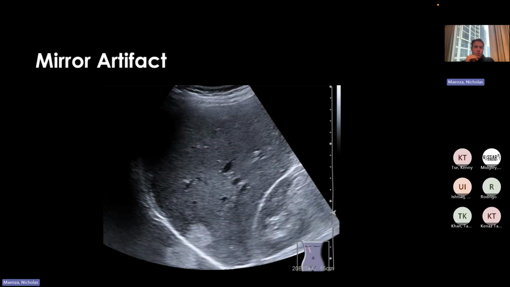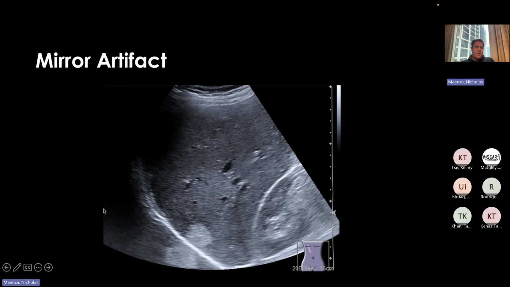All right, some other artifacts that are important. You have mirror artifact. Mirror artifact is when you have something very reflective, and you create a duplicate image on the other side of a really reflective surface. For this one, you're creating another image of a liver on the other side of the highly reflective diaphragm. Just to orient everyone, you have your kidney right here, you've got your liver, this little hemangioma here, and then you have your diaphragm.